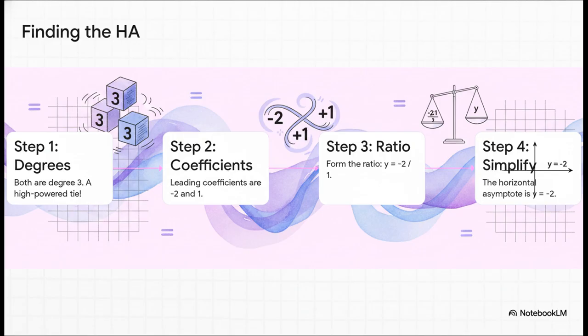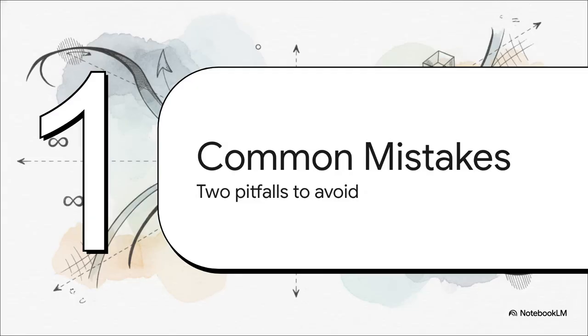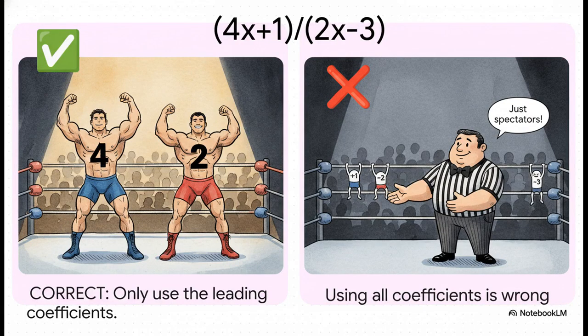Simple as that. Now, this process is pretty simple, which is great, but there are two classic traps that students sometimes fall into. So let's shine a spotlight on them right now so you can sidestep them with ease. Okay, mistake number 1, and this is the most common one by far. Getting excited and just grabbing all the numbers you see. Remember, this battle is only between the leaders, the highest power terms. Those other coefficients, like the +1 and the -3 here, they're just spectators in this fight. They do not affect the horizontal asymptote.